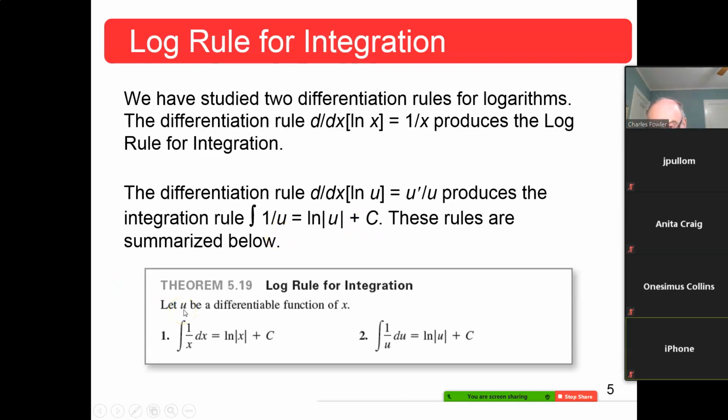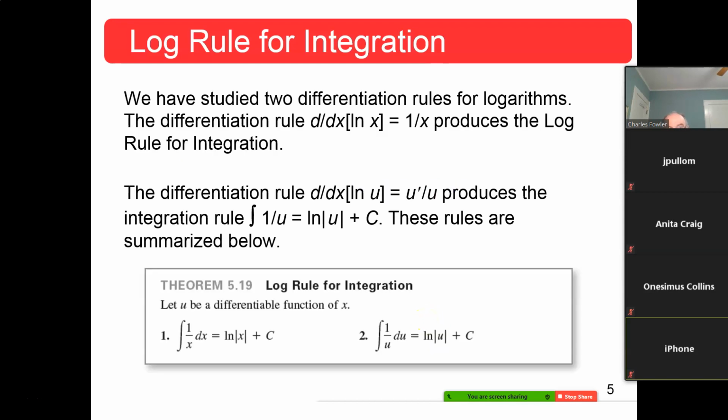Let u be a differentiable function of x. The integral of 1 over x dx, because this is the derivative of log, the antiderivative of this should be log. But with this exception, you have to put the argument inside absolute values, unless you know for some reason that argument has to be positive. If you don't know that, put them in absolute value bars. And then always add your plus c. Now, on the other hand, if u is a differentiable function of x, the integral of 1 over u du is simply log absolute value of u plus c.